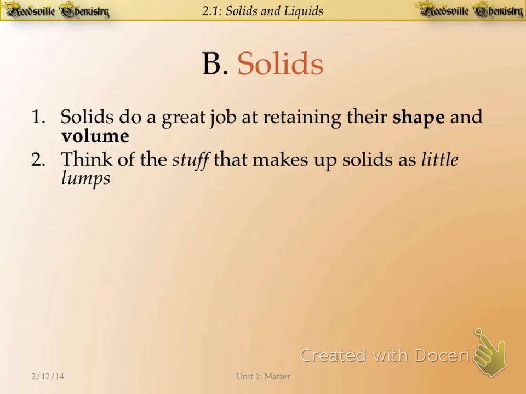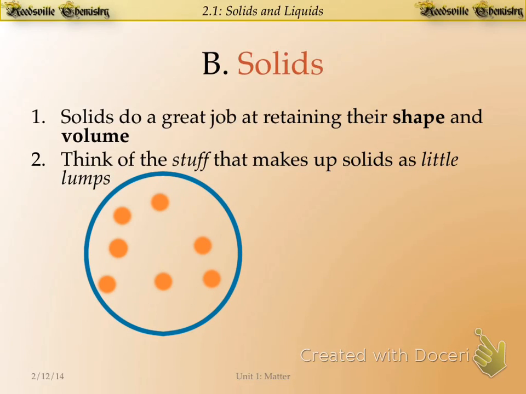We want to think of the stuff that makes up solids as little lumps. Okay, so I'm going to draw a couple little lumps here. We're going to make these guys orange because we're the Panthers. So here we go. We got some orange lumps, and that's the stuff that makes up a solid. Now here's the thing with solids. If we take a look at our little sample, and maybe we take a little zoomed in picture here of just two of the little lumps, they're constantly interacting with each other. They should be about the same size, right?